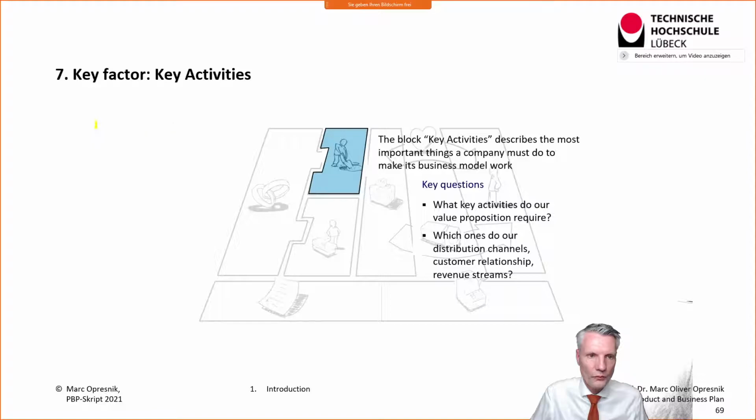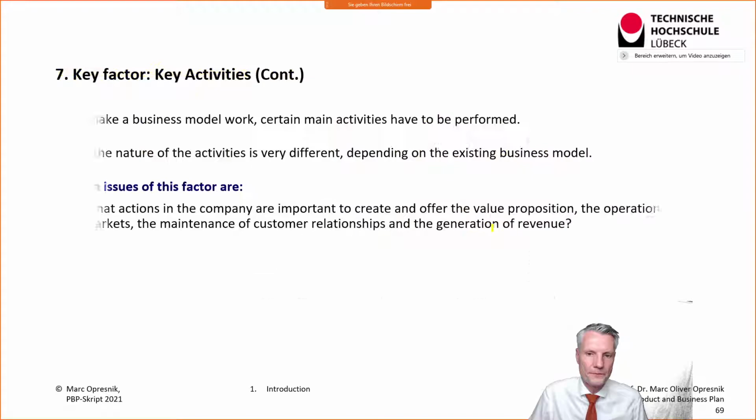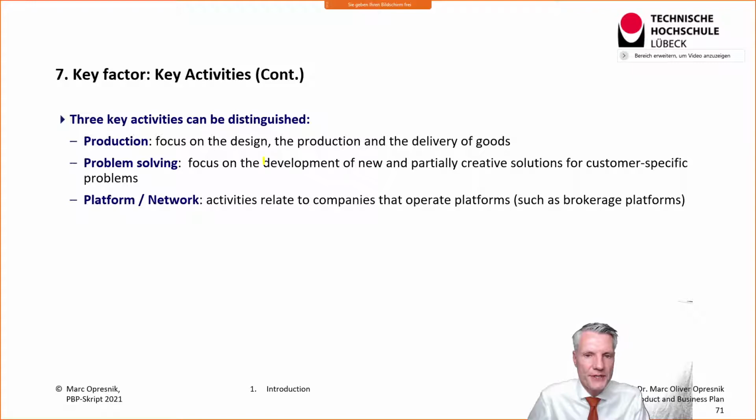Key activities. Seventh factor. The block key activities describes the most important things a company must do to make the business model work. So what key activities do our value propositions require? Not the assets, but key activities. Which ones do our distribution channels, customer relationships, and revenue streams require? These key activities can be distinguished and differentiated.